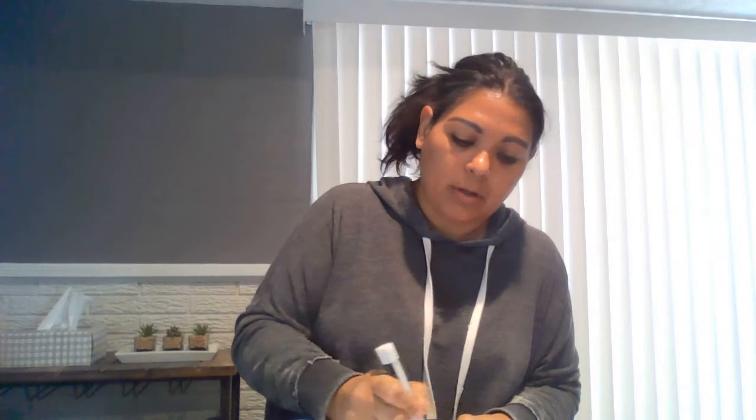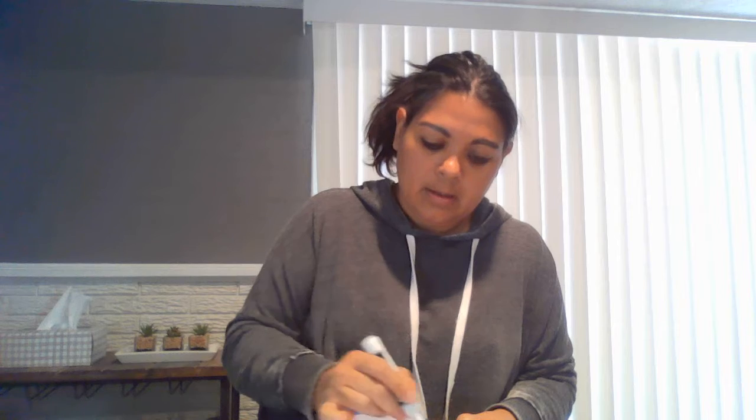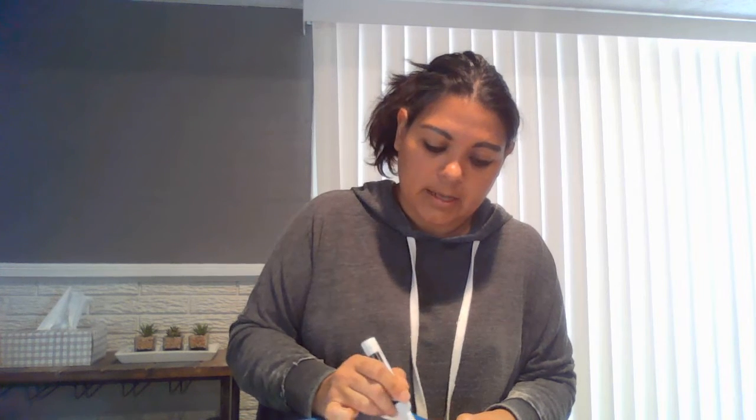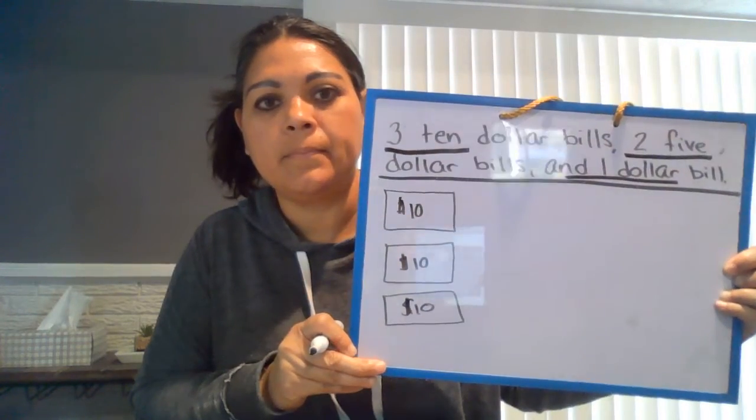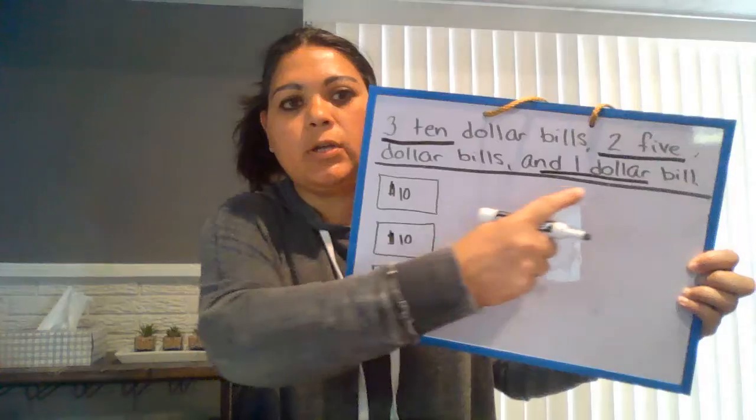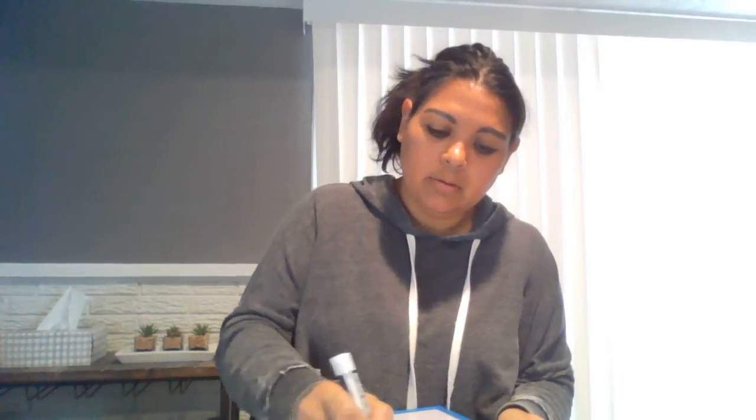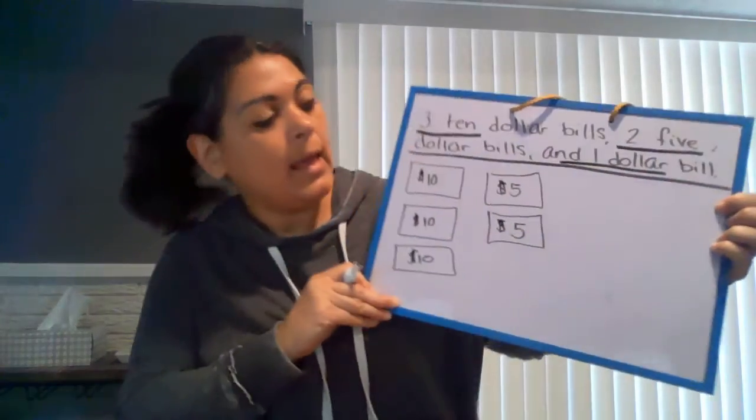So there are two ways, at least two ways you can do this. I can draw 3 rectangles and put the number 10 in there and use my dollar sign like that. Okay, that's 3 $10 bills. Let's go to the next one, 2 $5 bills. So again, I'm just drawing a rectangle and putting $5 in there. Last, I have $1 bill.